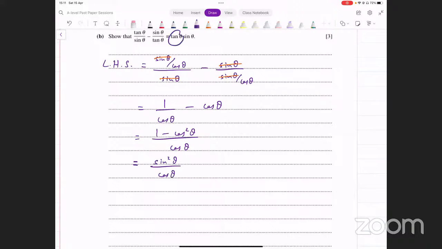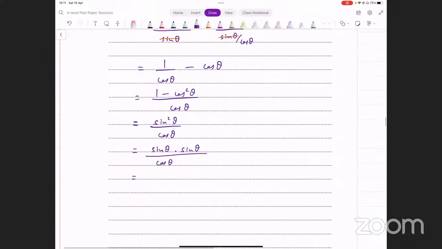हमें tan चाहिए, तो हम क्या कर सकते हैं? sin square को हम ब्रेक करके अगर ऐसे लिख लें, sin theta into sin theta, and in the denominator we have cos theta. तो ये sin over cos क्या बन जाएगा? tan बन जाएगा. You have tan theta into sin theta, and that is equal to the right hand side. That is what we had to prove in this case.